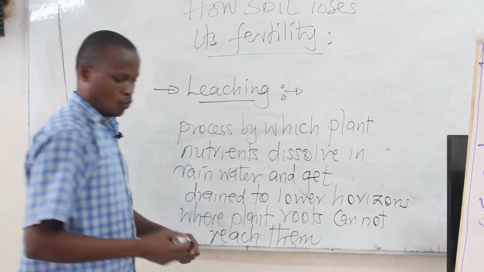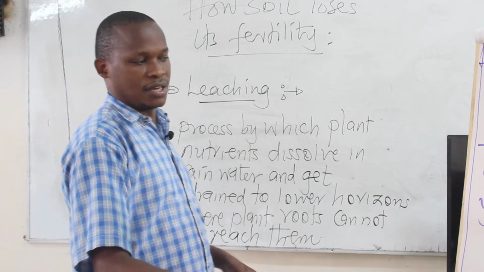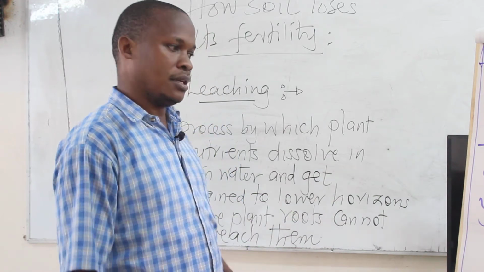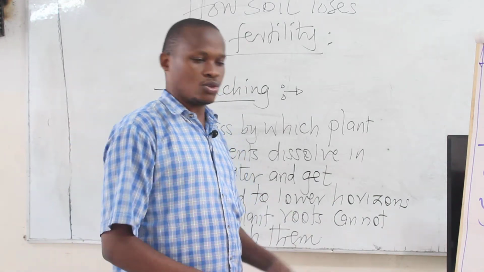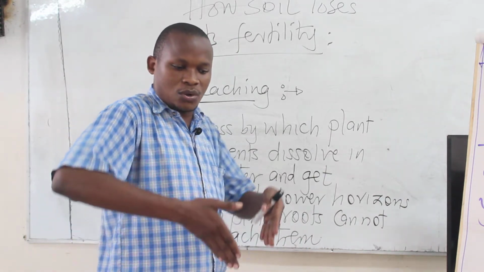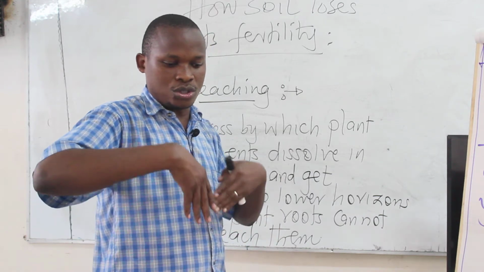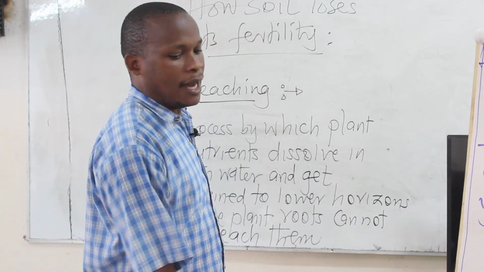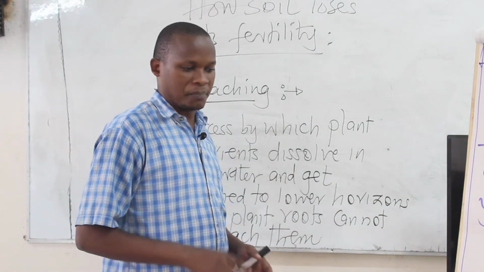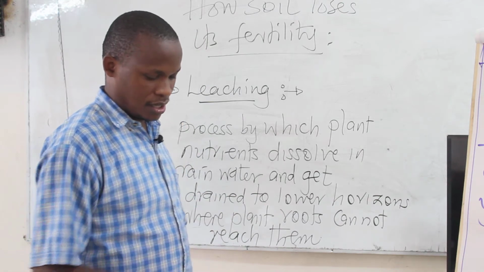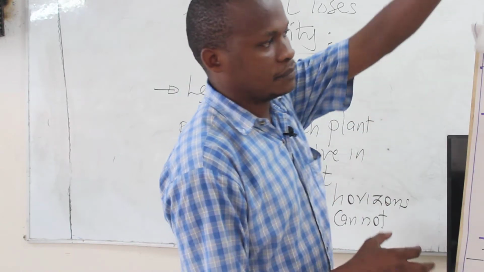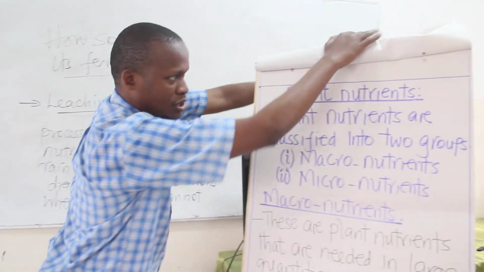That is leaching. When it rains, remember there are nutrients in the soil, the plant nutrients like the nitrates, the mineral salts. So when it rains, some of these nutrients dissolve in the rainwater. Then as the water goes down the soil, it carries the nutrients deep down where the plant roots cannot reach them. That is leaching. I will give you notes so that you can read about that and get to know it more.